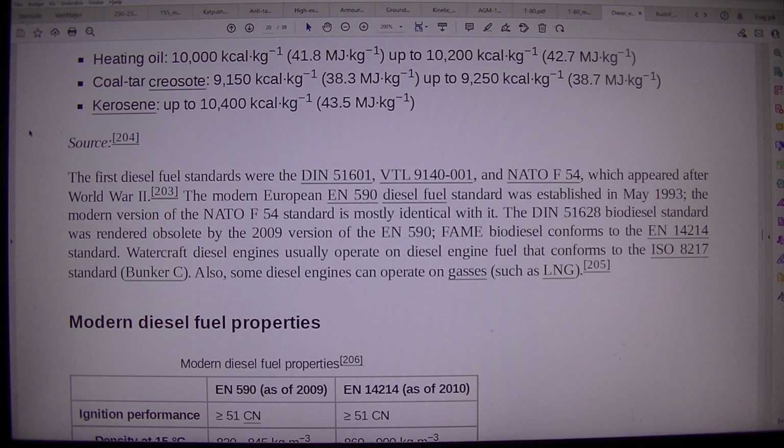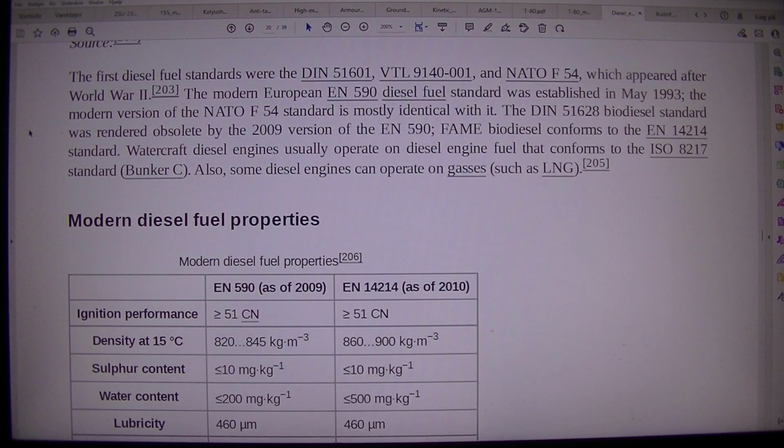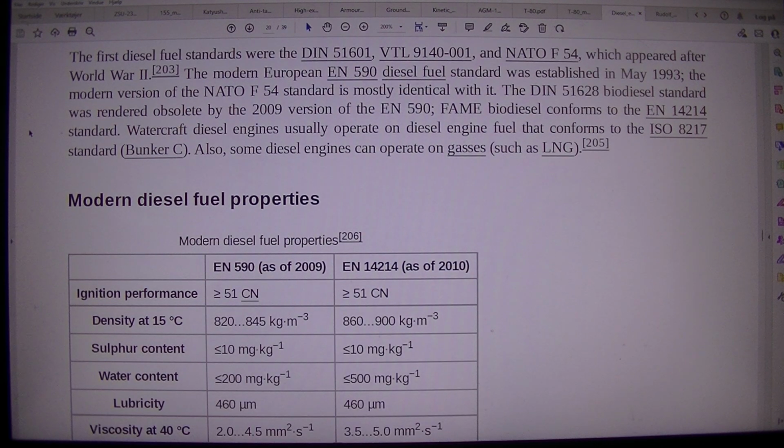The first diesel fuel standards were the DIN 51601, VTL 9140-001, and NATO F54, which appeared after World War II. The modern European EN 590 diesel fuel standard was established in May 1993. The modern version of the NATO F54 standard is mostly identical with it.